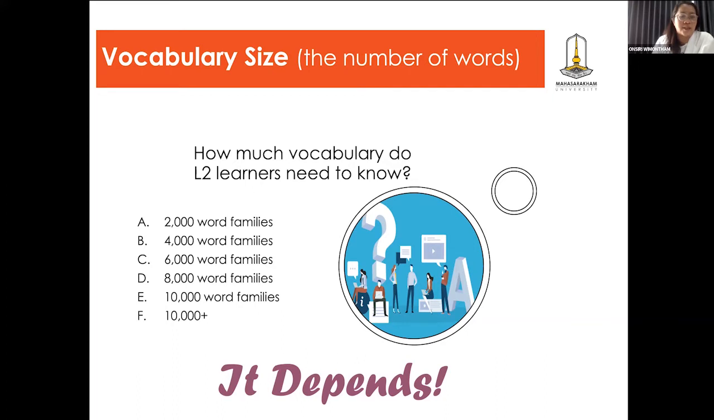our teaching too. For example, if I teach in grade 1, right, it should be about 10,000 words, right? But we teach at grade 6, right? It should be higher than that. Depends on age and then grade.